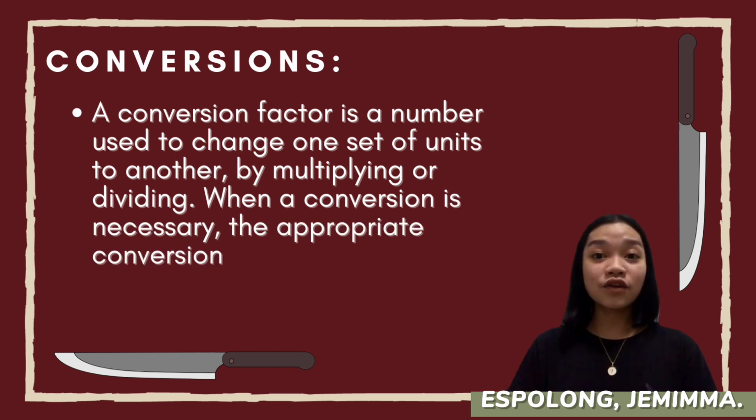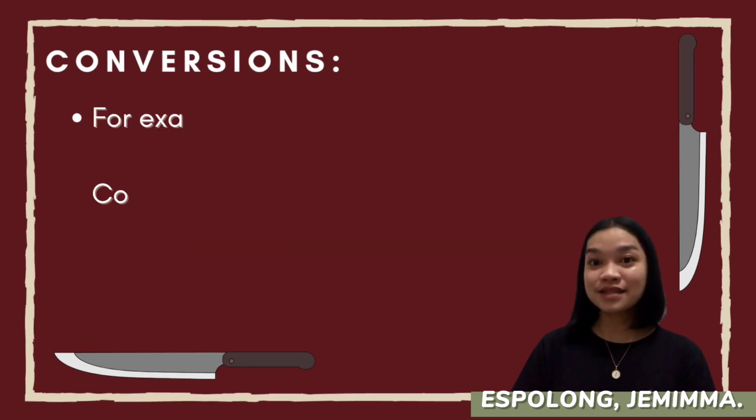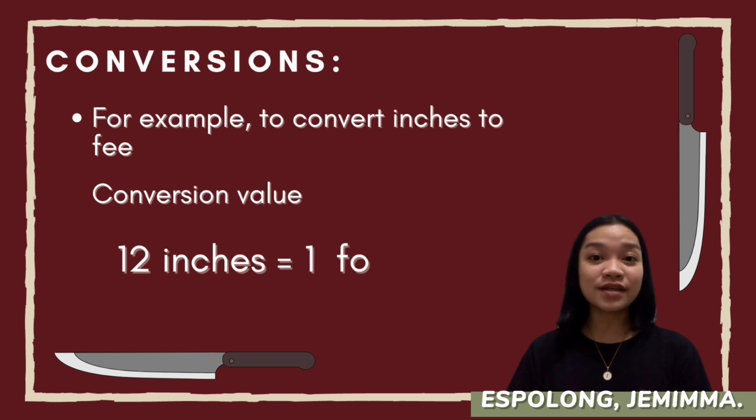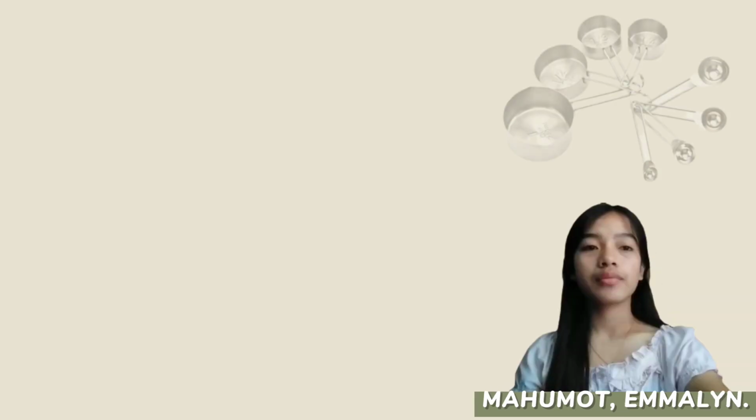Conversions. A conversion factor is a number used to change one set of units to another by multiplying or dividing. When a conversion is necessary, the appropriate conversion factor to an equal value must be used. For example, to convert inches to feet, the appropriate conversion value is 12 inches equal to 1 foot.